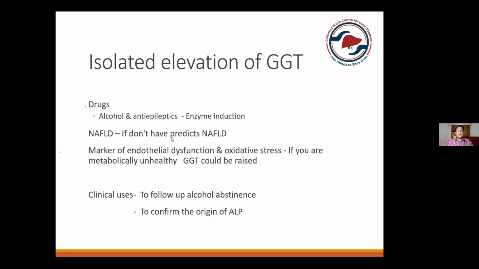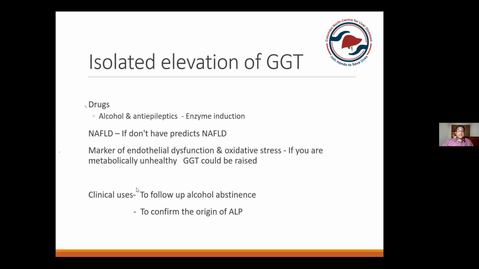If you don't already have fatty liver, it predicts fatty liver because gamma GT is a marker of endothelial dysfunction and oxidative stress. Here, it could well be that if the patient is not drinking, this could be oxidative stress because she is already having ischemic heart disease. So this could well be the cause, but it can be fatty liver, it can be drugs, it can be alcohol.